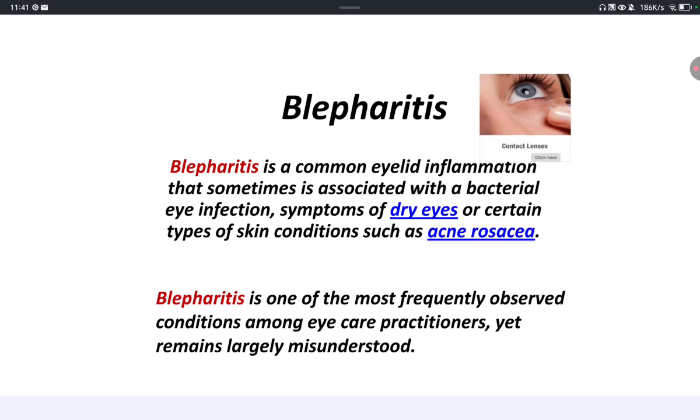It remains largely misunderstood. Okay, so blepharitis is one of the most frequently observed conditions among eye care practitioners.